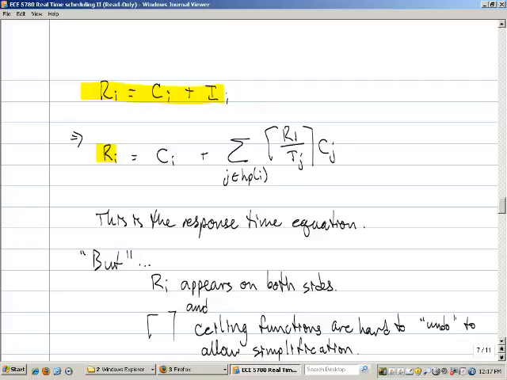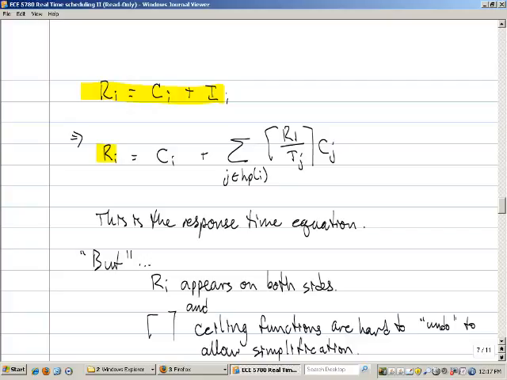Have you ever seen those maps where it says "you are here"? Those are examples of fixed point equations, so you have to know where you are in order to be able to read the map. If you do not know where you are, that map is not going to help you. And that's the same problem we face over here: you do not know Ri, but unless you know Ri, you cannot compute Ri. So how do we solve these equations?